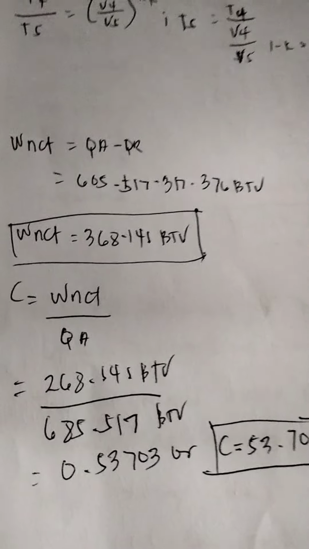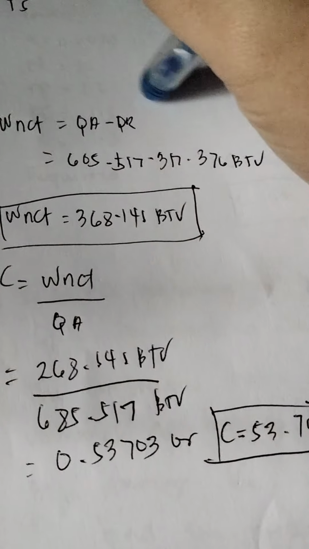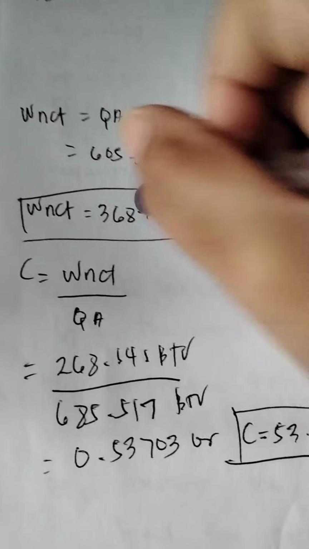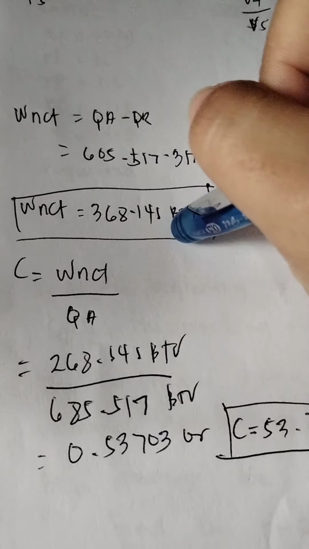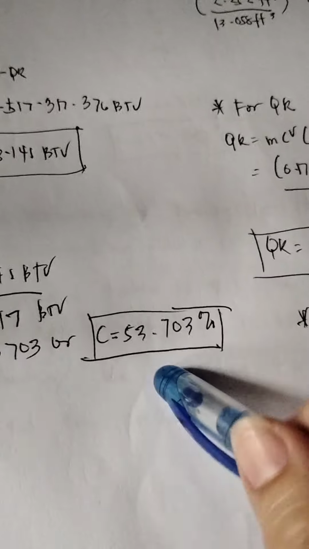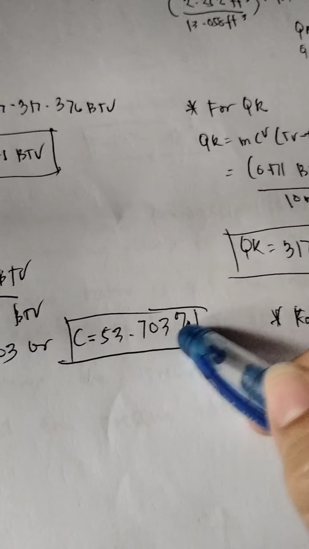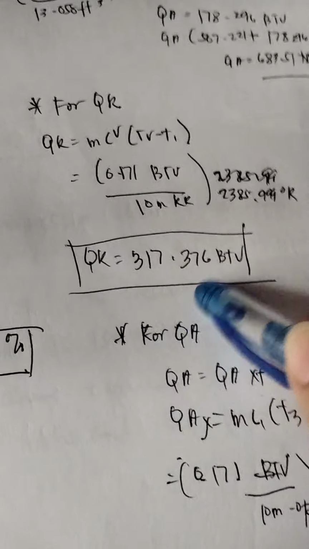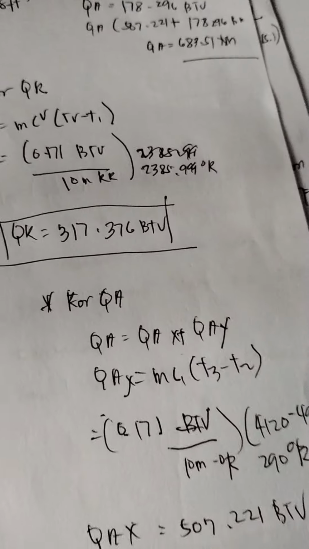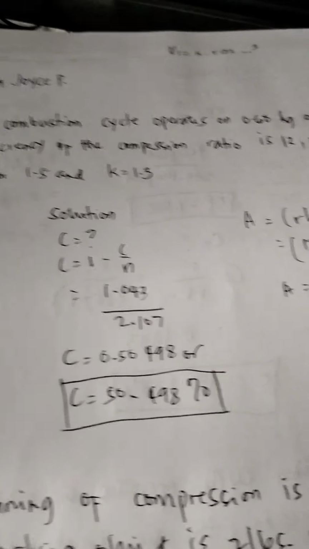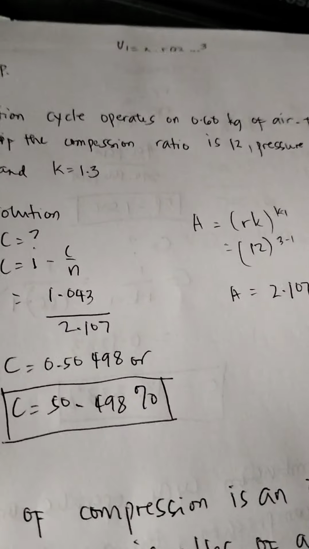Now, W net is equal to QA minus QR. W net is equal to 368.141 BTU, while the efficiency is equal to 53.703%. Then the QR is equal to 317.376 BTU.